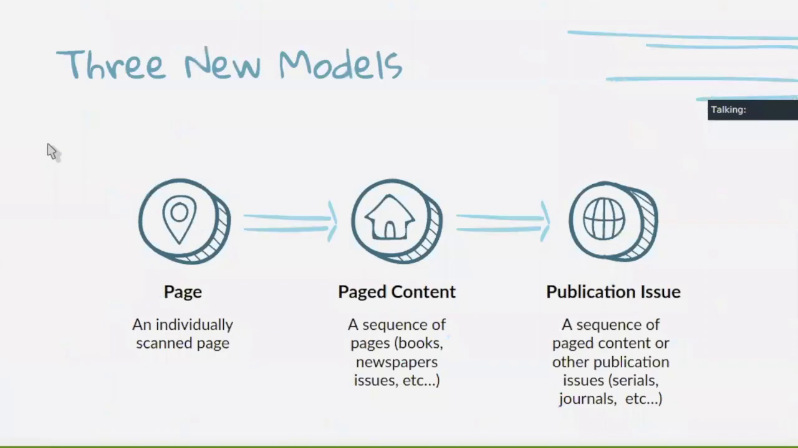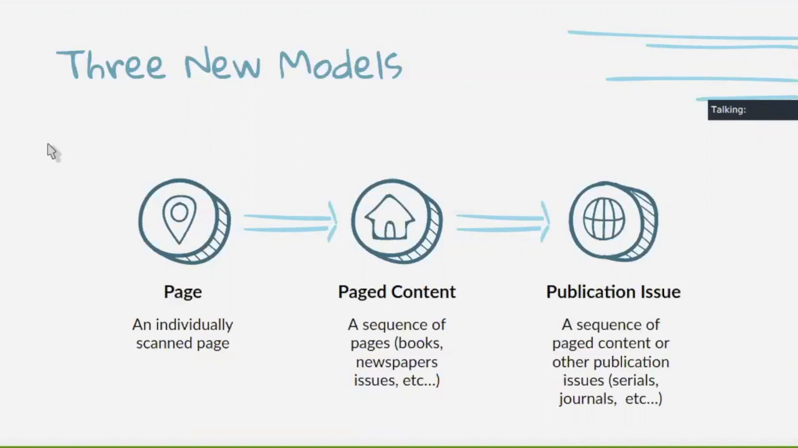Page content was our number one of the top 10. There were 76 people who responded to the survey, and 66 said that they absolutely needed page content before they would consider moving to Islandora 8. To address that, we created 3 new models to use. There is a page model, which is your individually scanned pages. You can also tag something as being paged content, which is a sequence of those pages. You can think of this as your individual book or your newspaper issue.